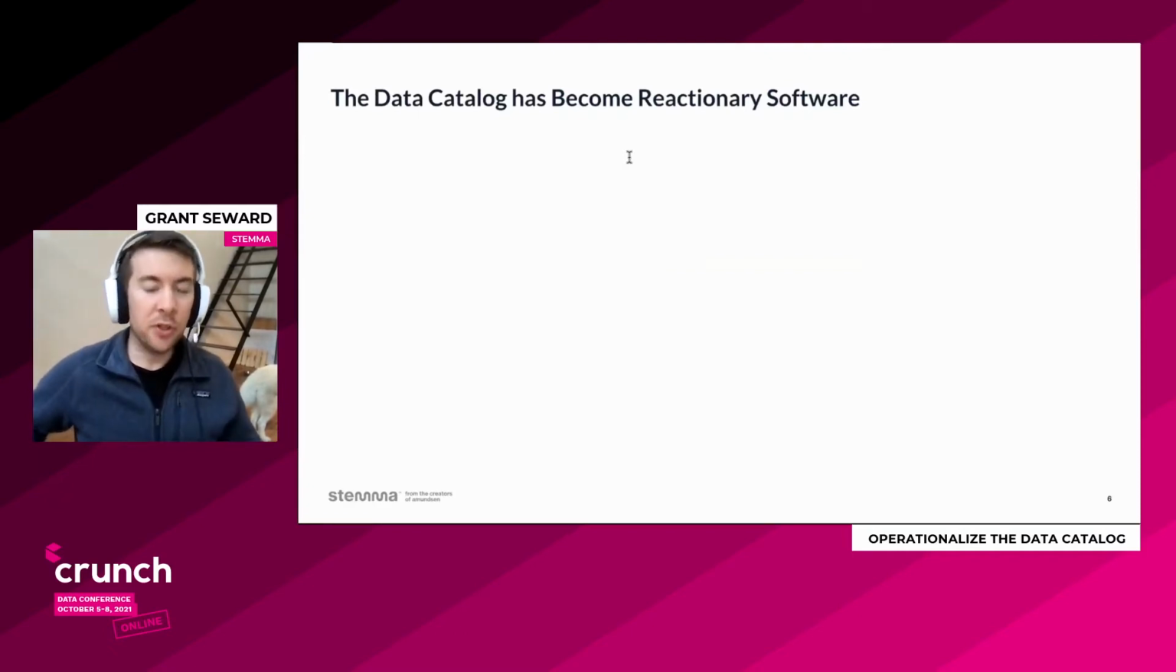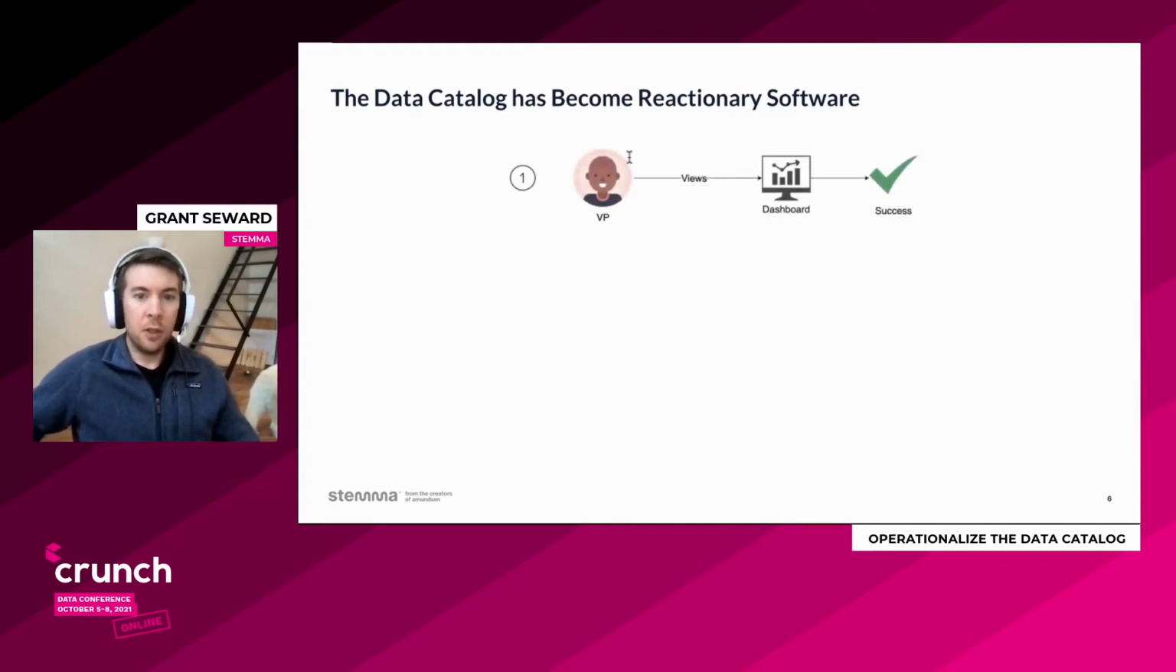This first point is really the most important in my mind. Data catalogs have become purely reactionary software. We can see this with the tried and true example that everyone is likely familiar with. To start off, you may have a dashboard that is working, your VP goes to check it each morning, and they understand how their team is performing.